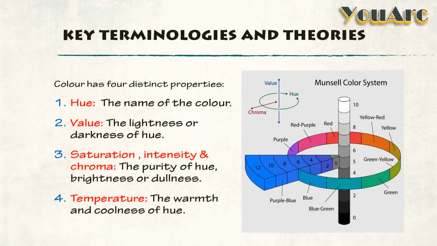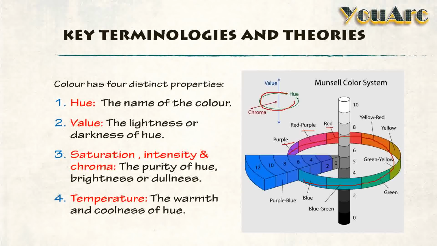Let's understand key terminologies and theories in colors. Colors have 4 distinct properties. The first one is hue. Hue means the name of the color. We can see hue in this particular circle. In the main diagram, this circle acts as hue, which is all colors.